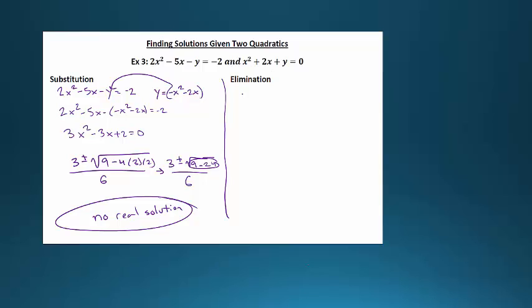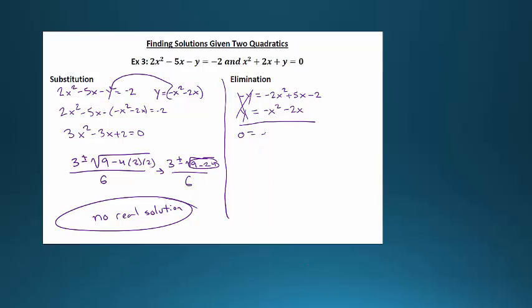If we're doing elimination, again, I just like to have my y by itself, so I'm going to write negative y, and I'm going to subtract the 2x squared, add over the 5x, and keep the negative 2. I'm going to subtract over that x squared again, the 2x, and then I don't have anything else. And the y's already canceled, so that's nice.